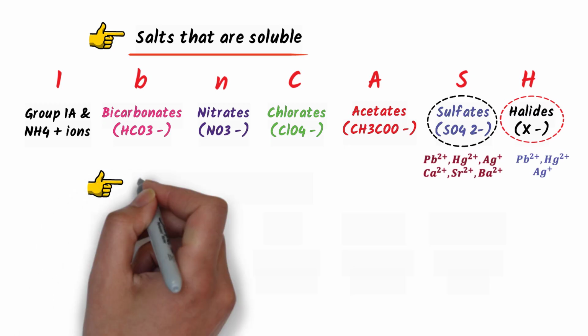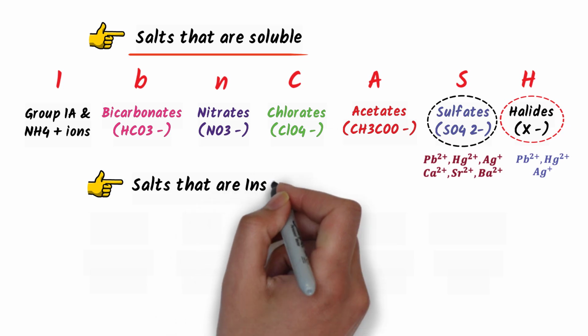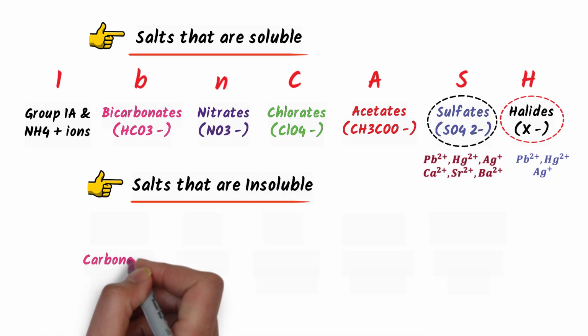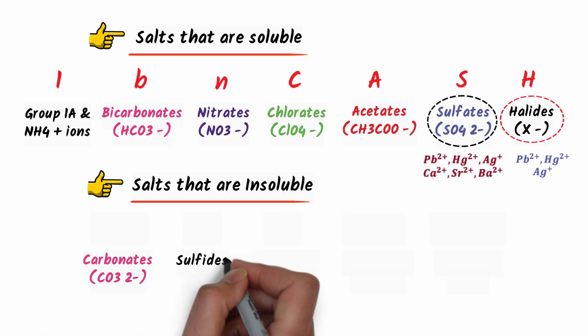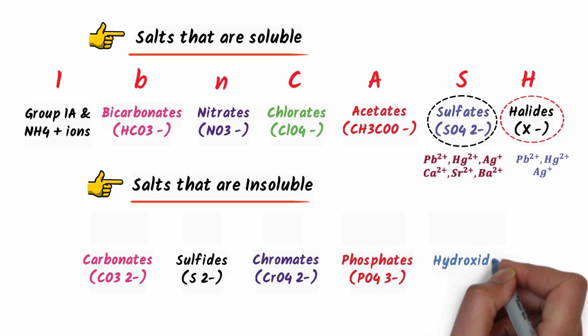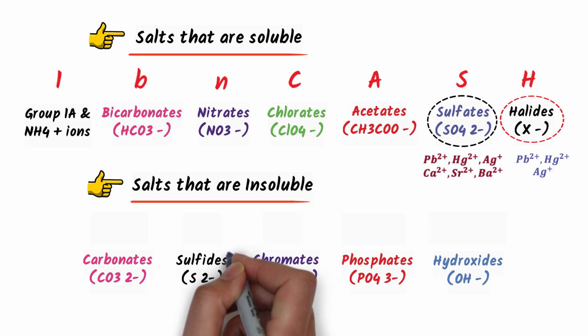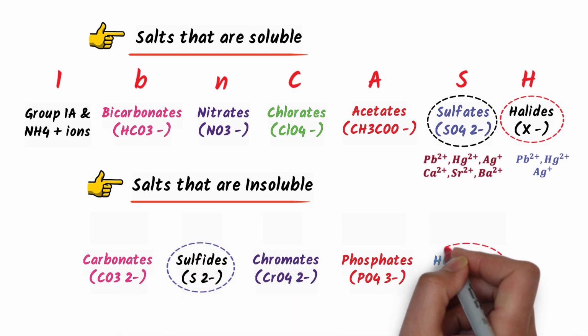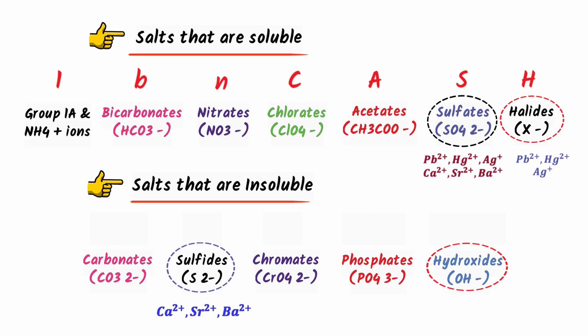Now, salts that are insoluble include all those salts which contain carbonates, sulfides, chromates, phosphates, and hydroxides. But there is again an exception in the case of sulfides and hydroxides of calcium, strontium, and barium, which are slightly soluble.